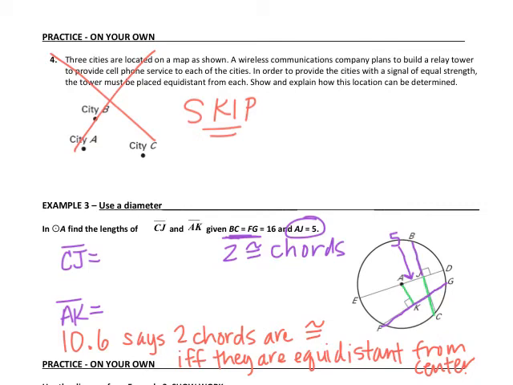All right, so because these 2 chords are congruent, I know they are equidistant from the center, and equidistant just means the same distance. So the chord BC is 5 units away. Remember they said that right up here. And that means that if that one's 5 units away, then AK is also 5 units away because the chords are congruent.